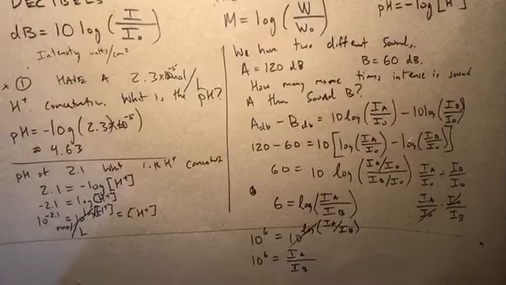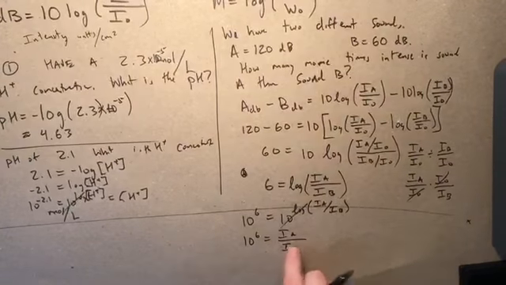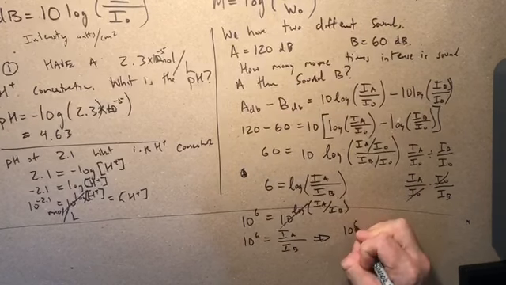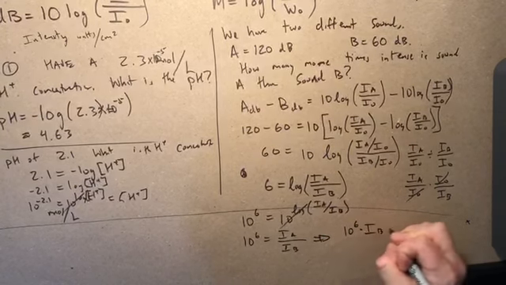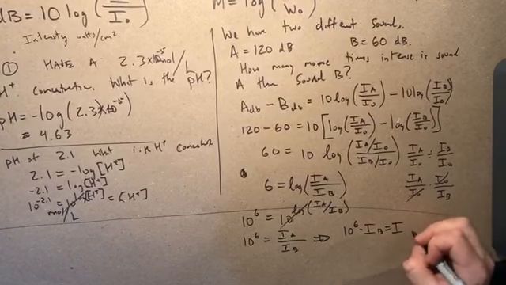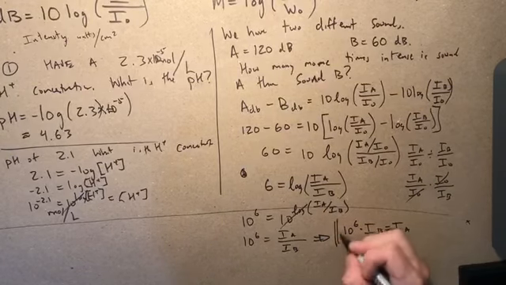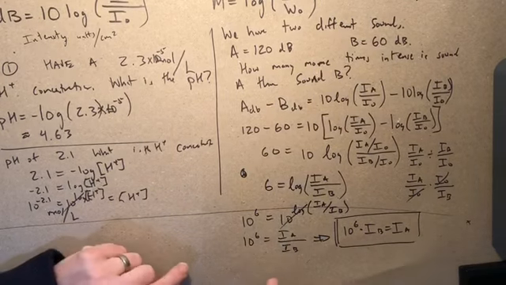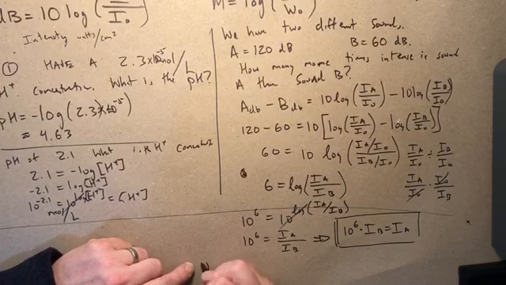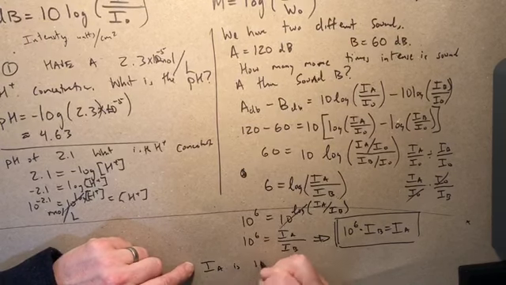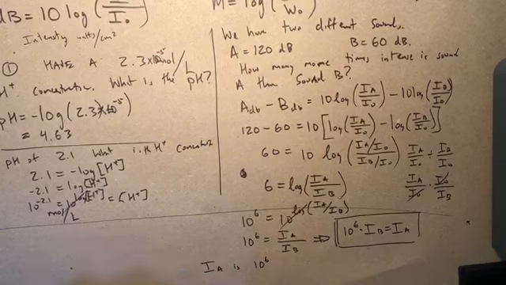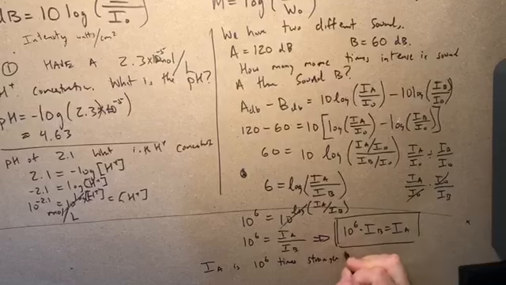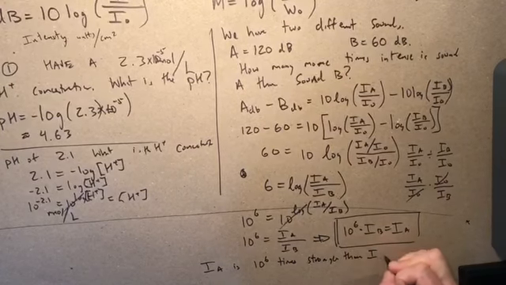We're almost done. And the last step here, I'm going to multiply both sides by IB. 10 to the 6th times the intensity of B is equal to the intensity of A. And this, my friends, is our relationship. We say that the intensity of A is 10 to the 6th, that's 1,000,000, times stronger than the intensity of B.